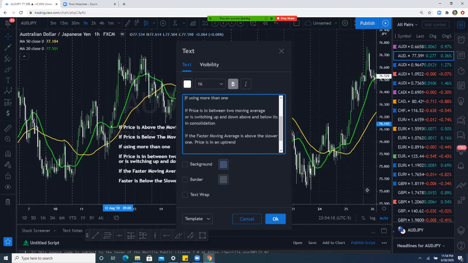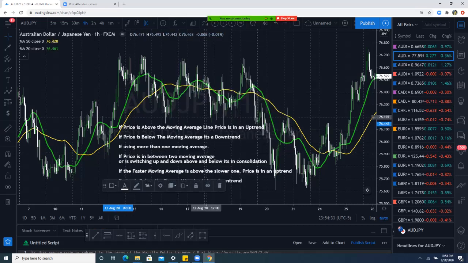Using more than one. Went blank for a second. Using more than one moving average. There we go. Typing and talking is not as easy as it looks, and that's for sure.